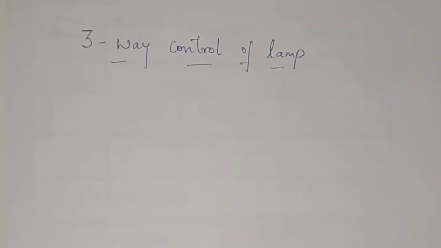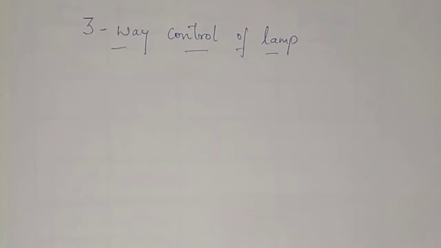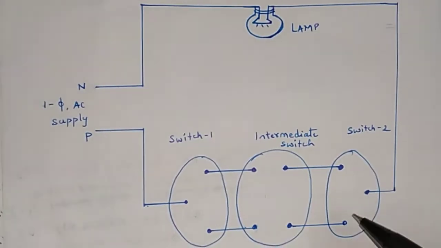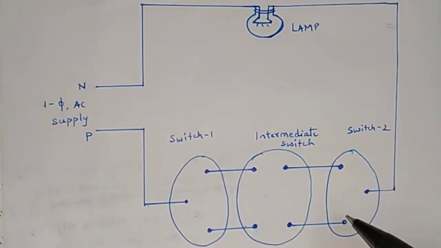In this video, we'll see about three-way control of lamp. Three-way control of lamp is nothing but controlling a lamp from three different places. This is used in big corridors, malls, godowns. The application of this is to control a lamp from three different places. So we'll just draw the wiring diagram or circuit diagram of three-way control of lamp. So this is the circuit diagram or wiring diagram of three-way control of lamp.